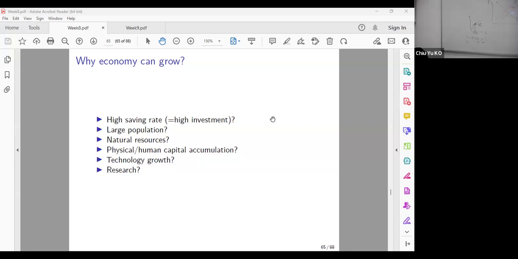But suddenly, things changed a lot, and I want to explain why. Is it because the population is larger, with more natural resources, with technology breakthroughs, or do we simply accumulate more capital, or R&D?